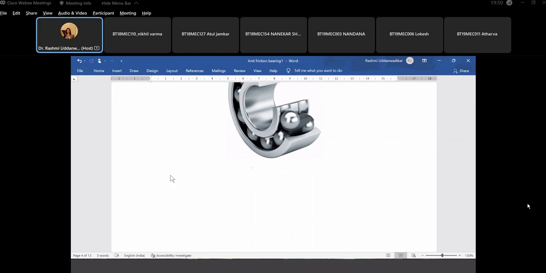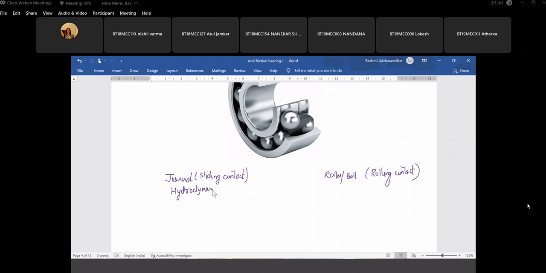So let us compare and contrast journal bearing, also known as sliding contact bearing, with roller and ball bearing, known as rolling contact bearing. Another name for the journal bearing is hydrodynamically lubricated bearing or hydrodynamic bearing. Here, another name is anti-friction bearing.